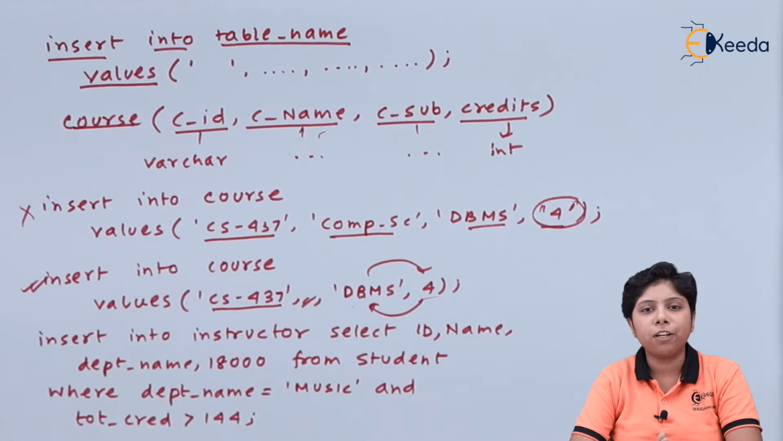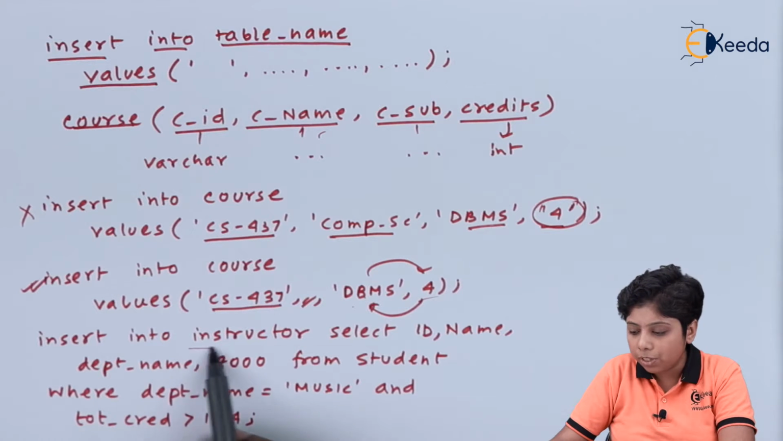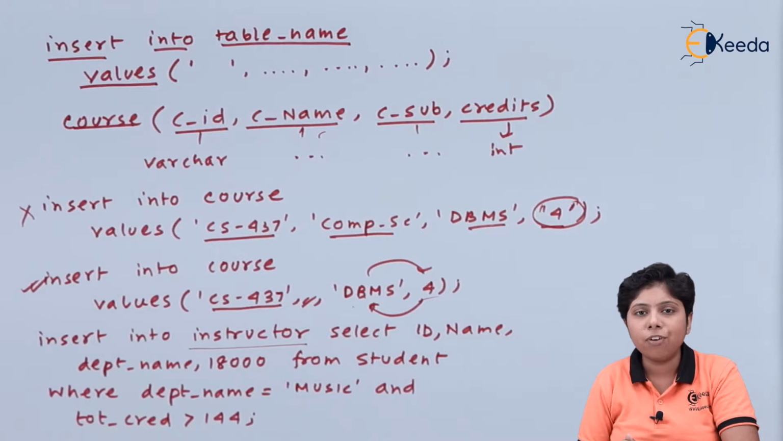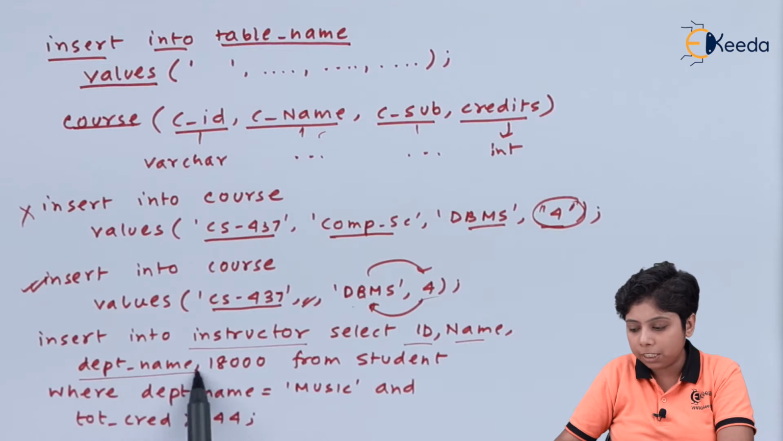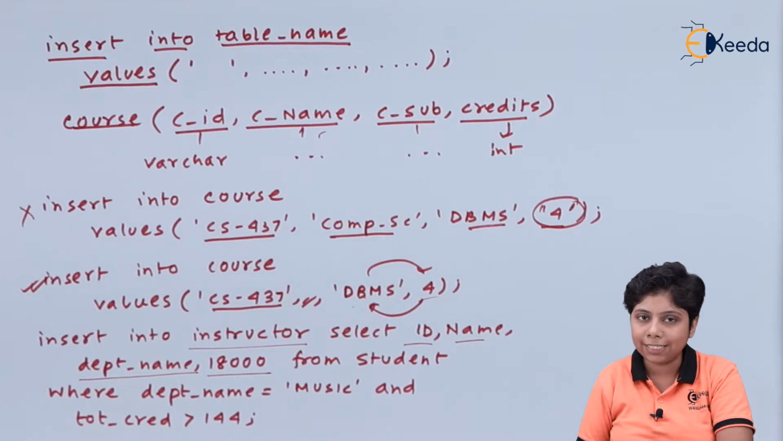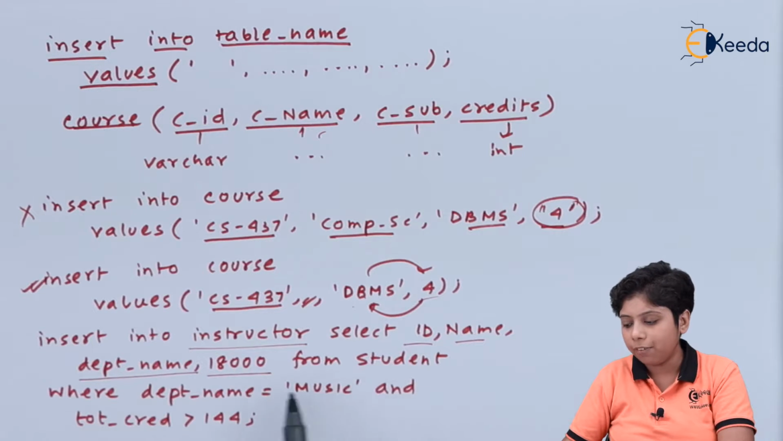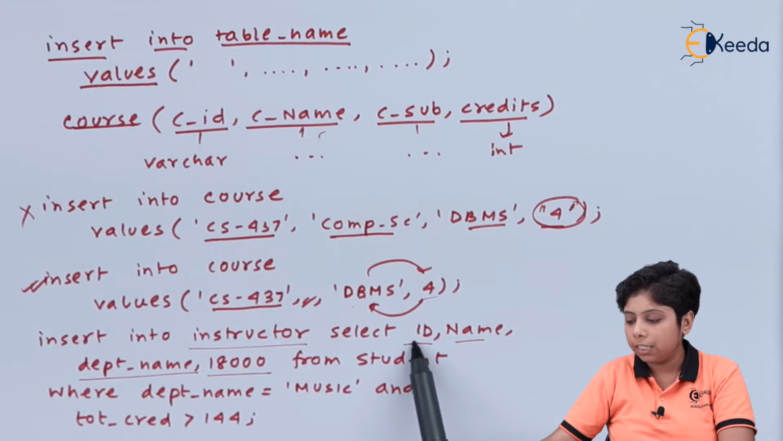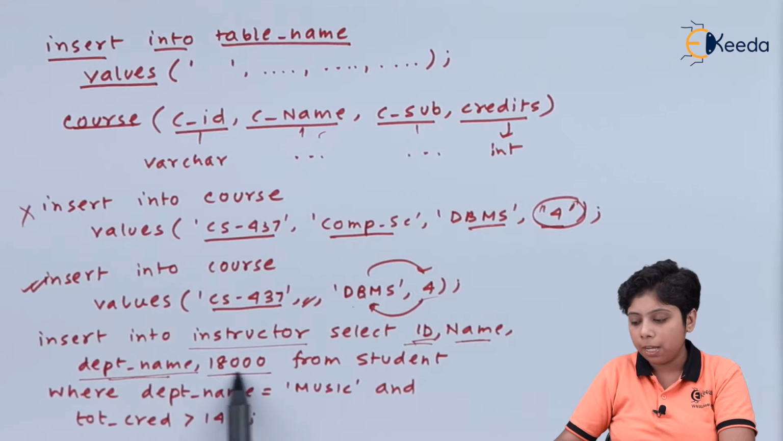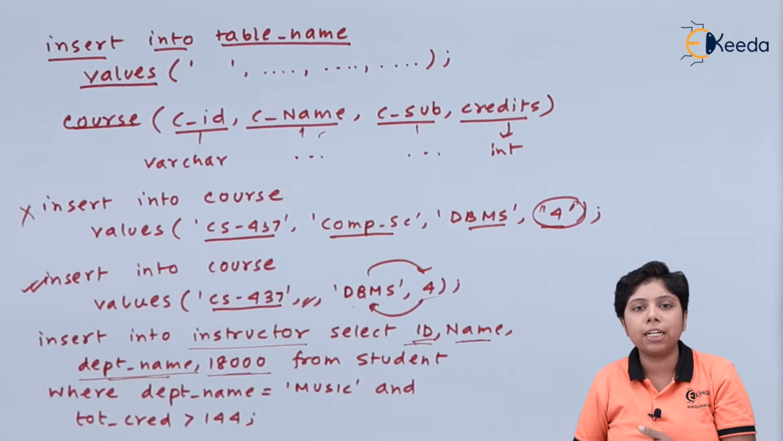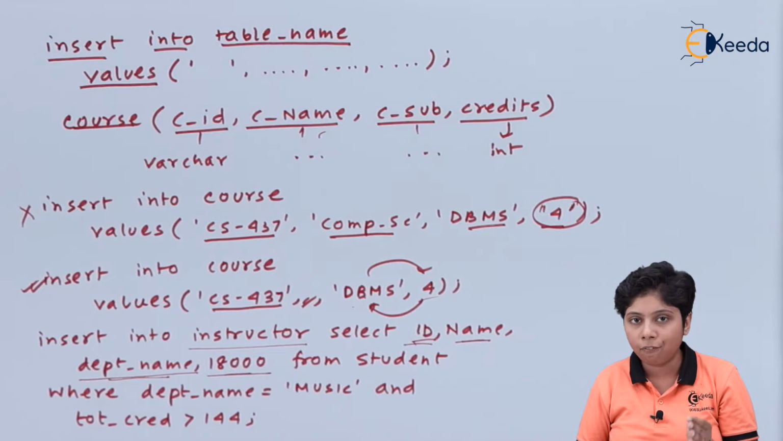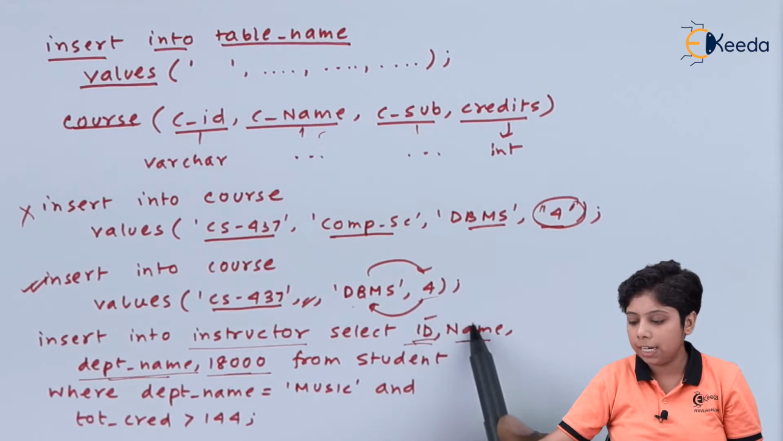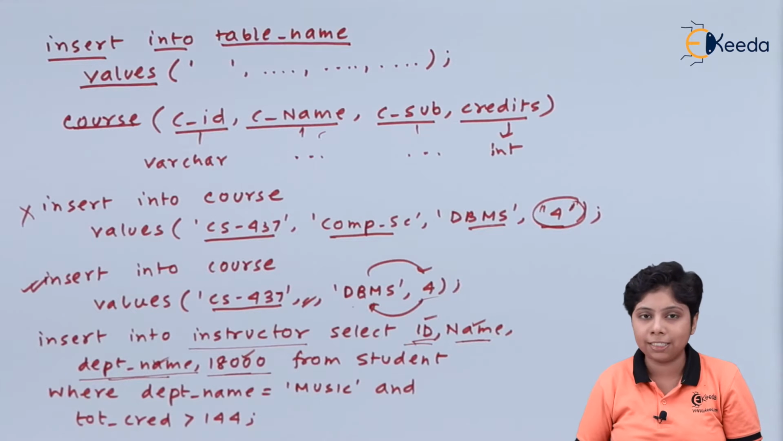Now I want to put a value in the instructor relation, which is a value from the student relation with the ID, name, department name, and the salary as $18,000. Now I am selecting from the student relation these 4 attributes because the relation can contain more than 4 attributes, but the instructor has got only 4 attributes, that is the ID, name, department name and salary.